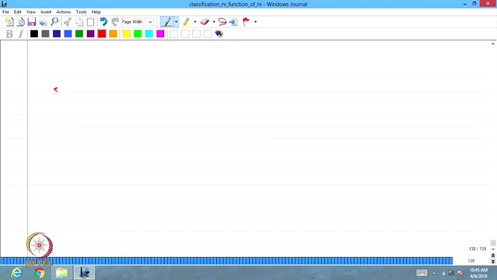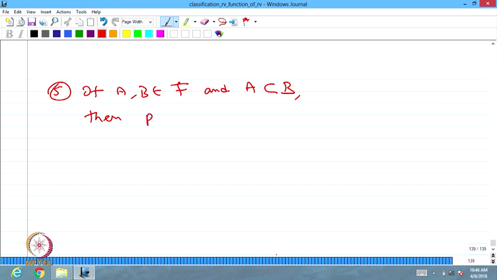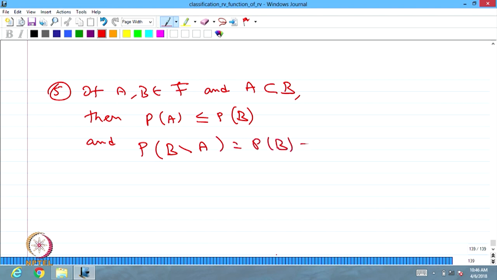The next result, result number 5. If A, B belonging to F and A contained in B, then one can conclude P of A is always less than or equal to P of B. Not only that, P of B minus A is the same as P of B minus P of A. In particular, P of A is always less than or equal to 1 for all A belonging to F.